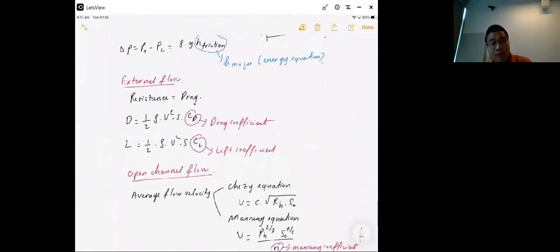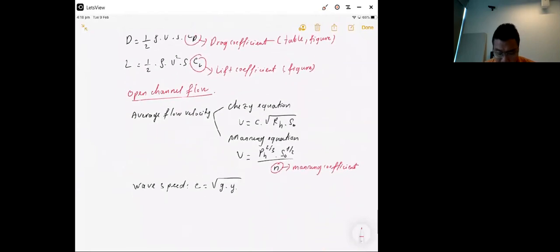For external flow, the resistance is shown by the drag, with the equation of the drag D equal to 1 over 2 rho V squared times frontal area S times CD, where CD is the drag coefficient. Drag coefficient you can find from the table or figure. Besides the drag force, we have the lift force L, equal to 1 over 2 rho V squared S CL. Lift coefficient you have from the figure, as I showed you in the tutorial last week.